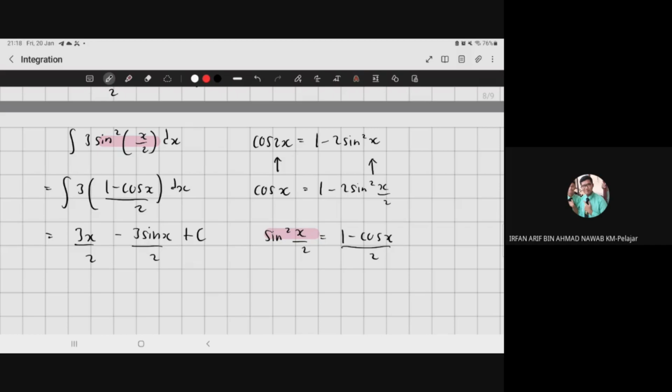Okay, if there are no questions, then I'll be moving on to compound angles. All right. So let us go through integration of trigonometric functions involving compound angles.